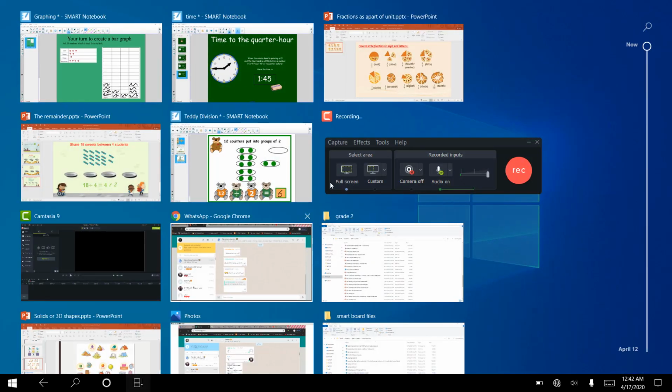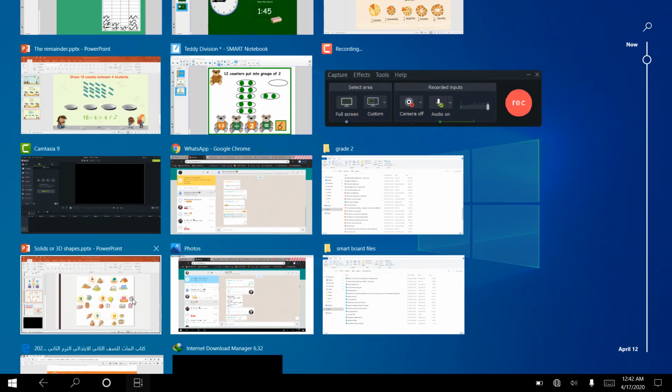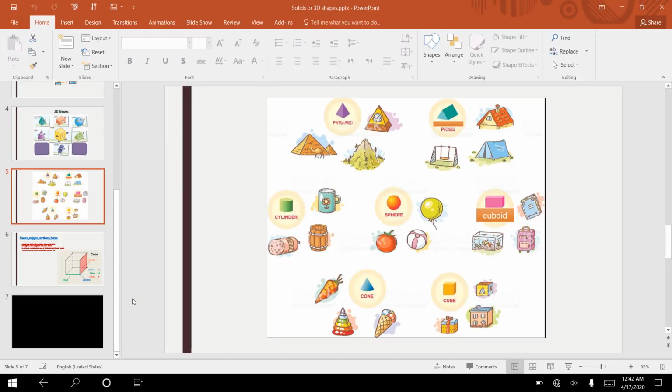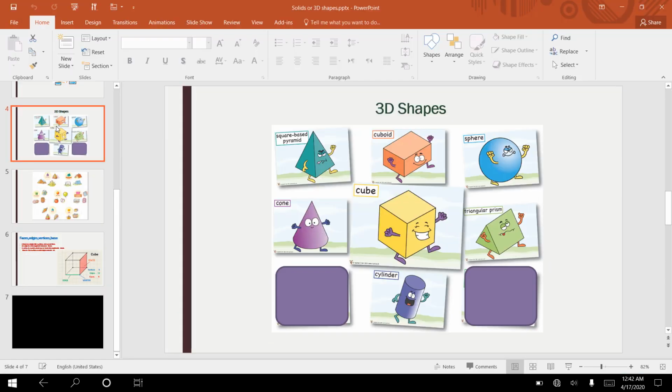Okay, now let's take the 3D shapes. We took before a pyramid or square based pyramid like this, and cuboid. This is called cuboid, sphere. We took cone and cube, triangular prism and cylinder.